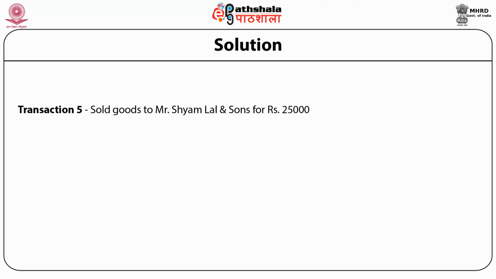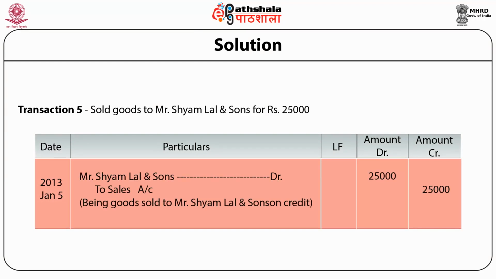So applying the rules of real and personal, we can easily identify the transaction: debit Shyamlal, since Shyamlal is the receiver of goods, and we credit the sales because in the case of a real account, we have to credit what goes out. The goods are going out from the business, hence it is to be credited. So the transaction would be Shyamlal and Sons account debit to sales account.